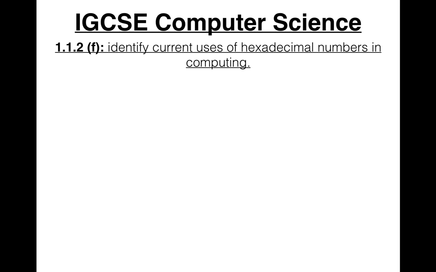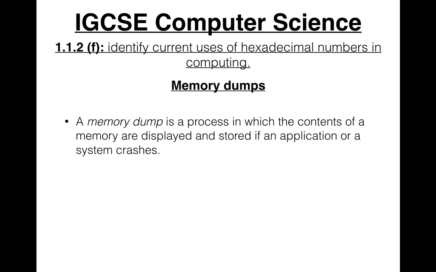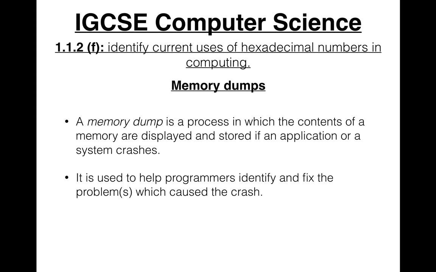So we'll start with memory dumps. A memory dump is a process in which the contents of a memory are displayed and stored if an application or system crashes. And it's used to help programmers identify and fix the problems which cause the crash.